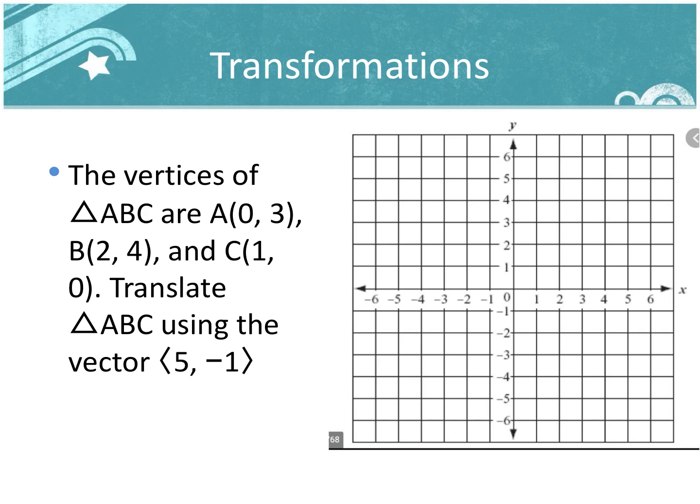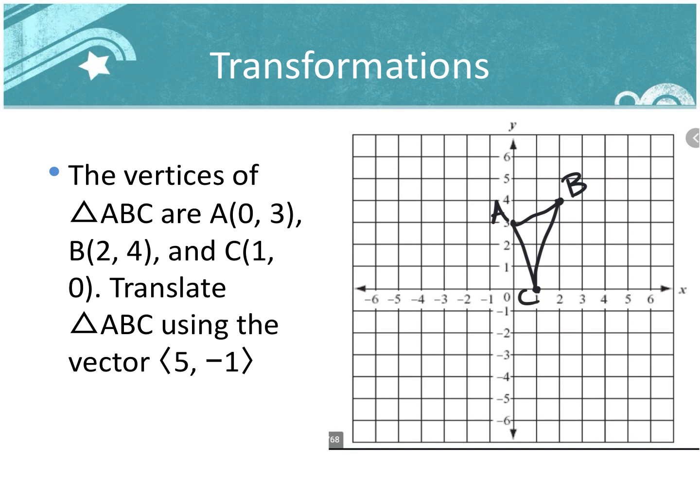If A is at 0, 3, this is A. B is at 2, 4, right here. And C is at 1, 0, so right here. So here we have our triangle, our original triangle. Now let's move it to the translation that we're looking for.